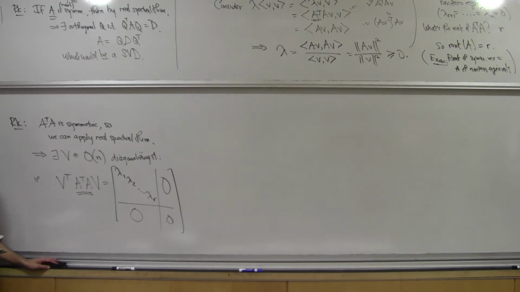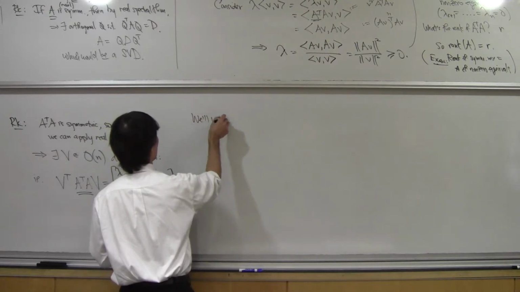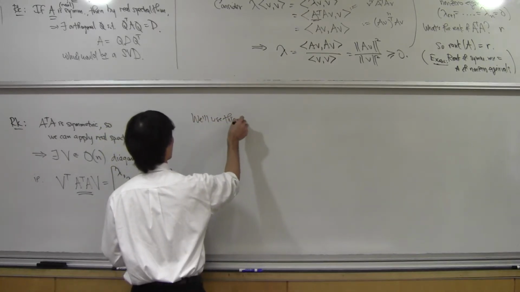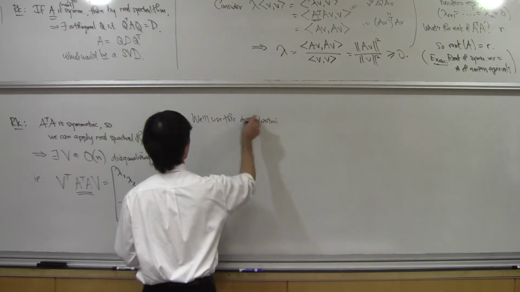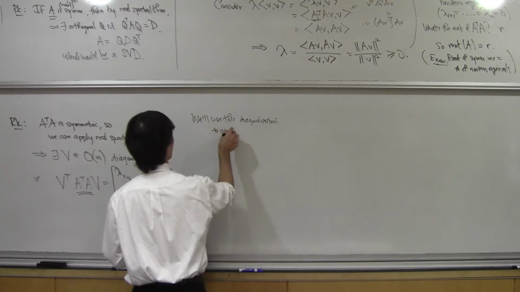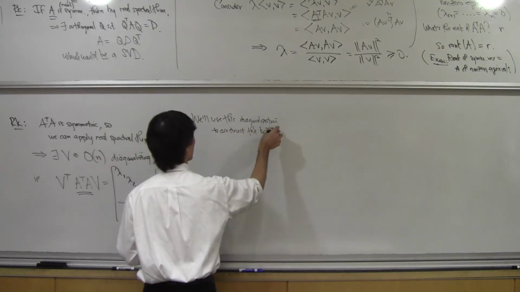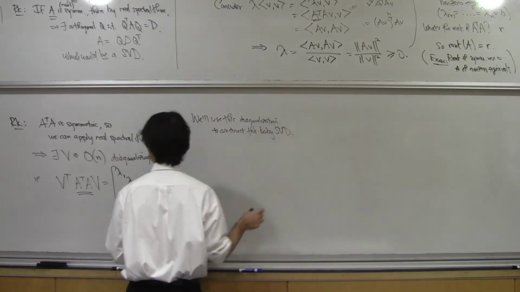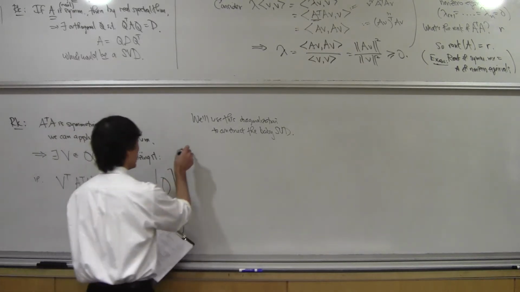Okay, so we'll use this diagonalization to construct the baby SVD. Okay, some notation.